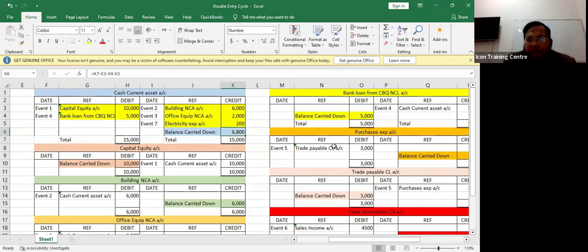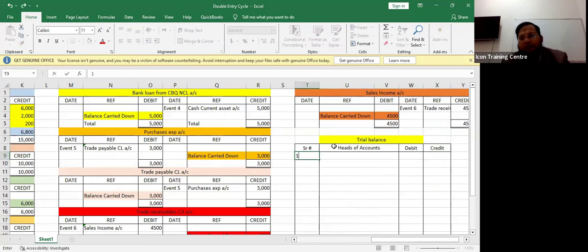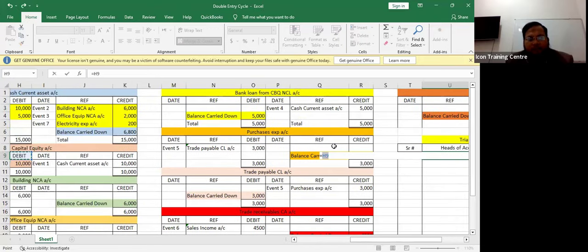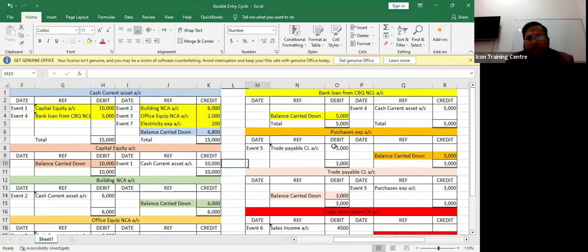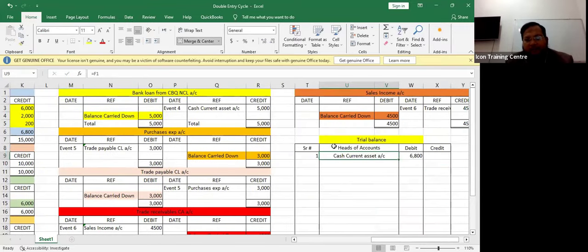And the debit side is heavier. If you take the total of the debit side, 10 plus 5, it comes out to be 15. And if you take the total of the credit side, it comes out to be 8,200. So the difference will be 6,800, and it is because of debit balance. So that is why we call it debit balance. So in the trial balance, we will list number one, and the head of account is the cash account. The balance of the cash account is debit, so we will write this debit balance 6,800. Is this clear?